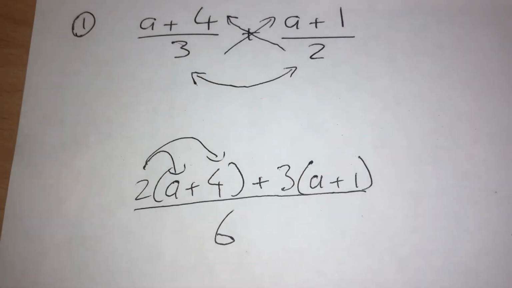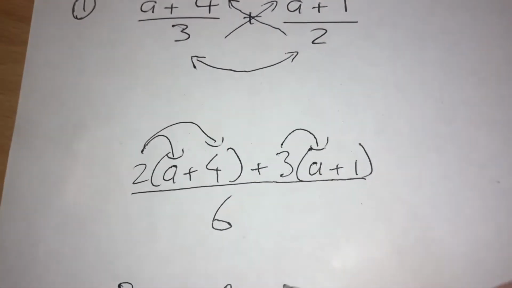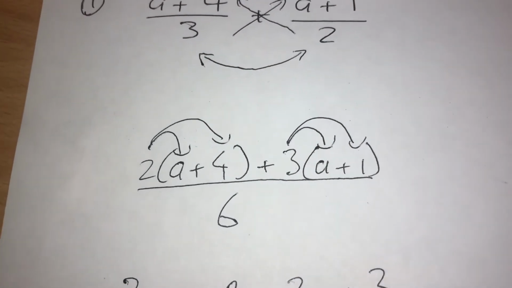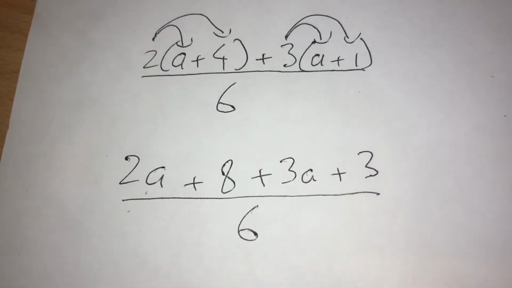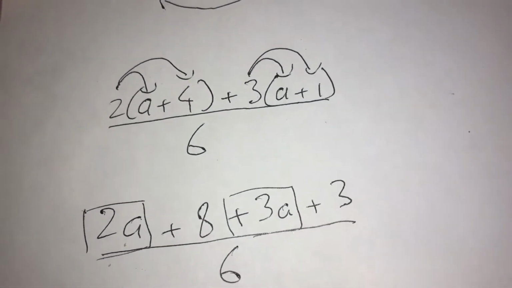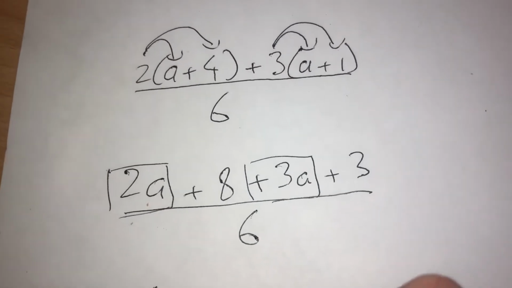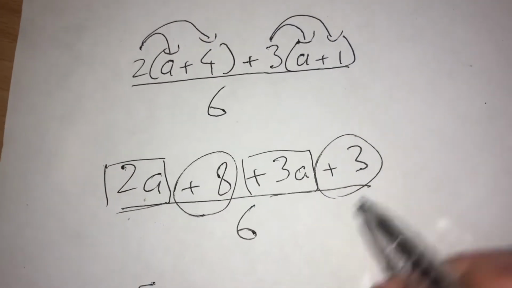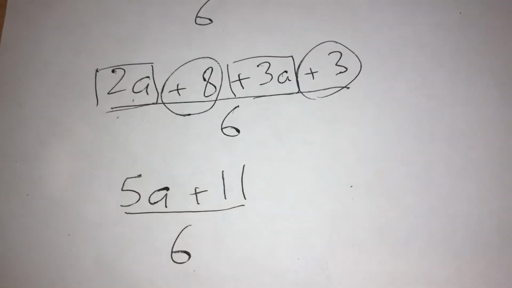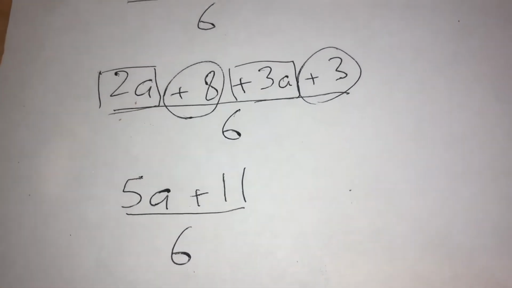So 2 times a is 2a, plus 2 times 4, which is 8, plus 3 times a, which is 3a, 3 times 1, which is 3. Okay, and again over our denominator of 6. The last thing we have to do in this question is then simplify. This has to be a simplified fraction, so we collect the like terms on the numerator. So 2a plus 3a is 5a, plus 8 plus 3 is 11, all over 6. And it's always important to just look, is there any way we can simplify that further? But no, there's no common factor of 5, 11 and 6 that we can divide by. So that's our final answer in this case.